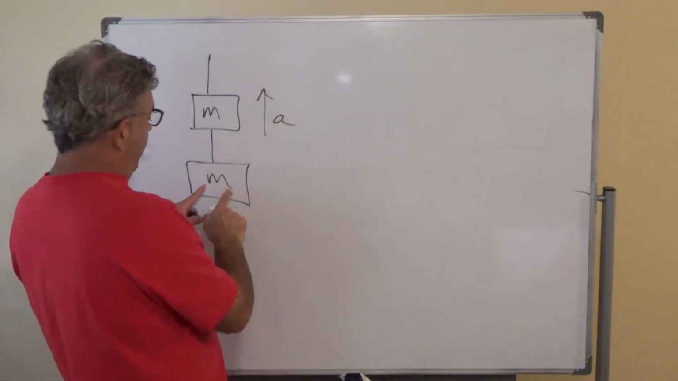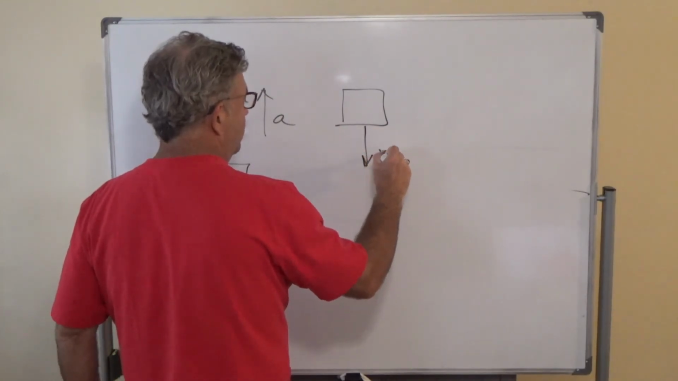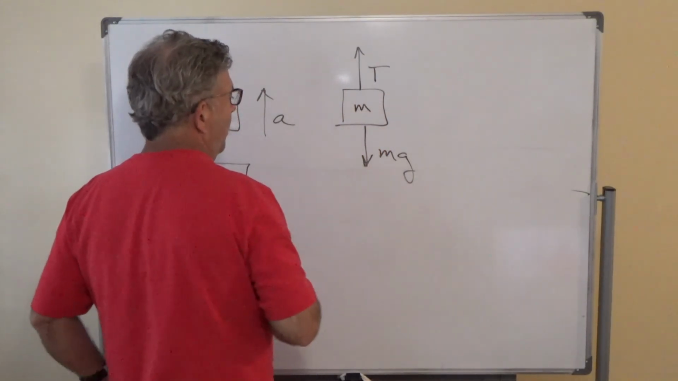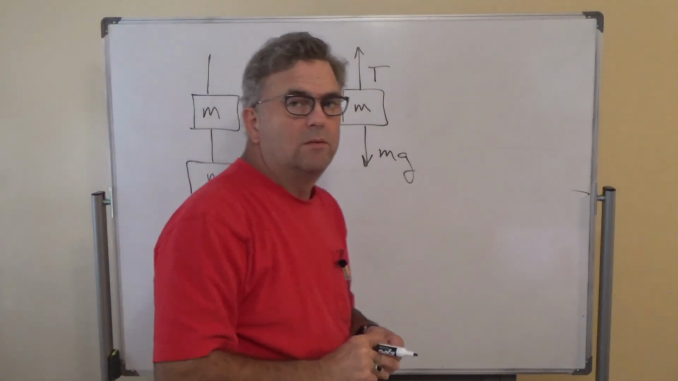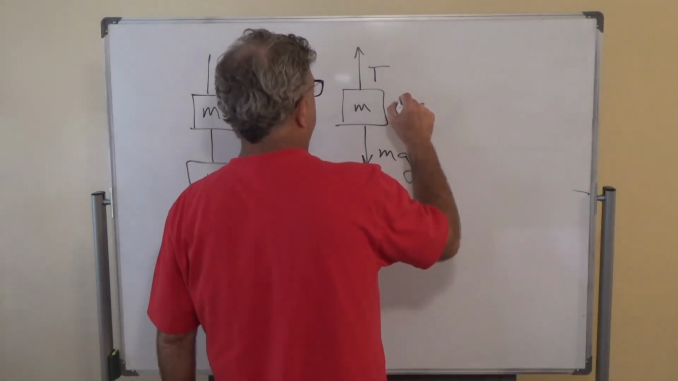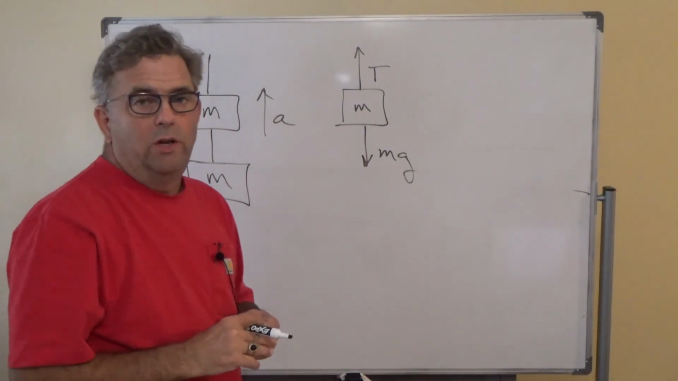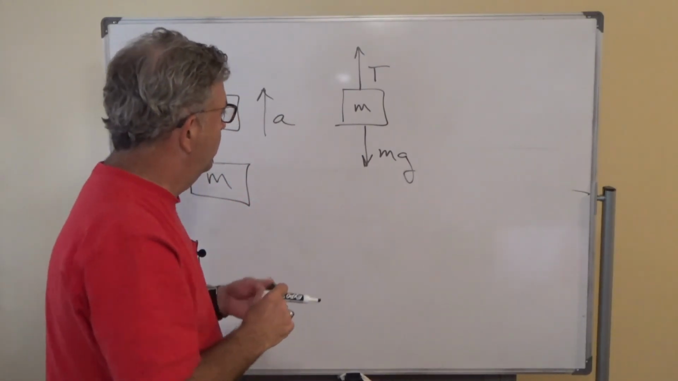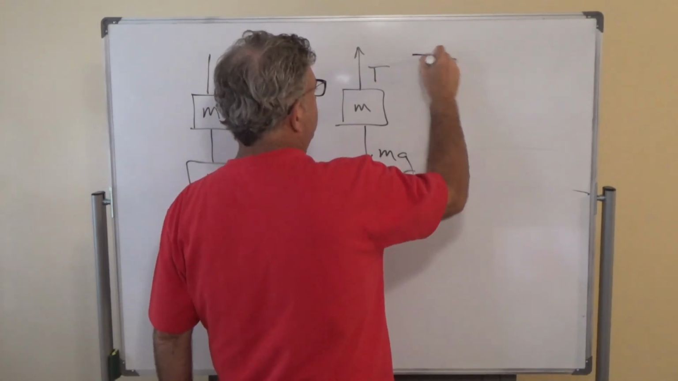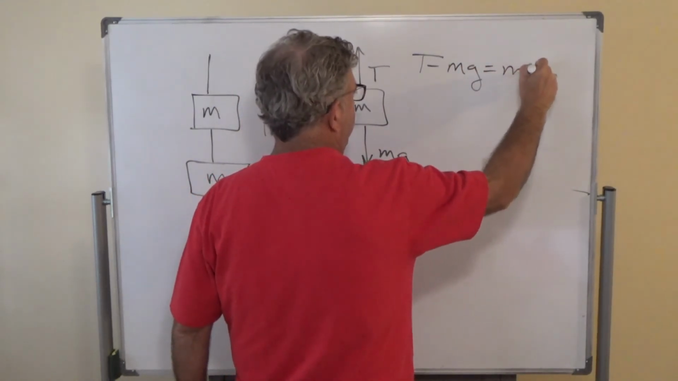So let's look at the forces acting on the lower mass. On the lower mass, there is mg and T. And that's it. And we know that it has an acceleration upward. There's only one dimension here, the y direction, so I can use Newton's second law in the y direction and sum up the forces. Up is positive, so you get T minus mg equals ma.